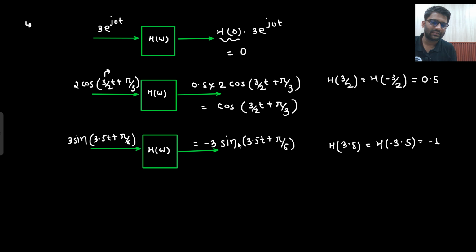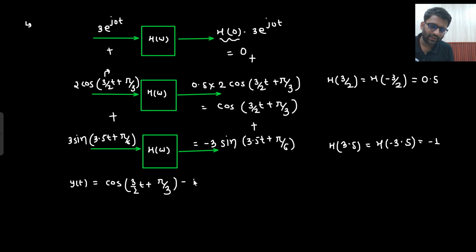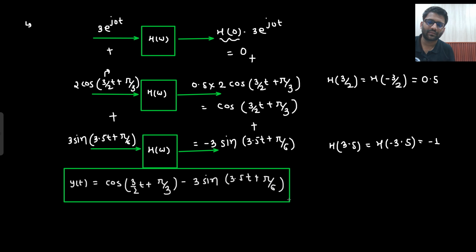So 0 plus this value will be your output, because it is an LTI system. If they are added here, then they will also be added here. So what will be your output y(t)? 0 plus cos(3/2 t + π/3) minus 3 sin(3.5t + π/6). So this is the output we are getting.